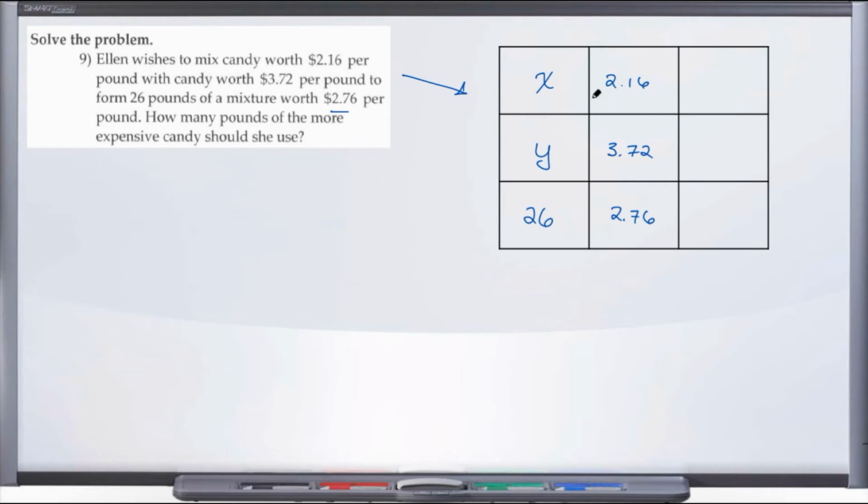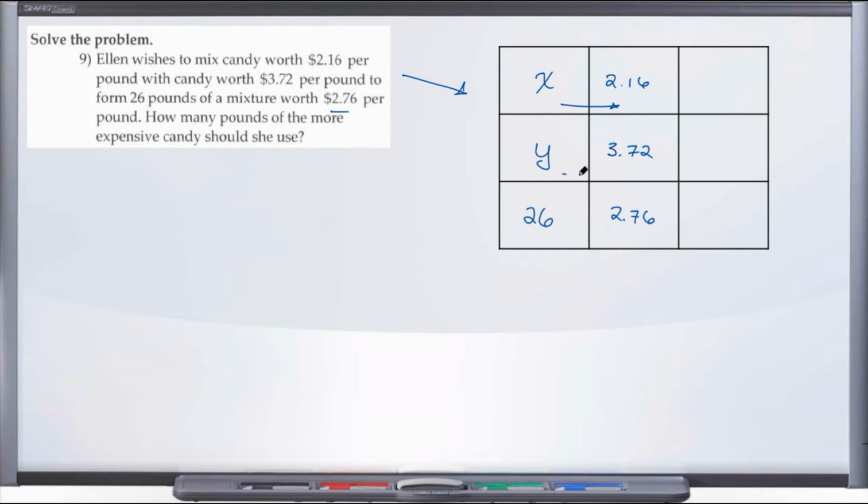If you go back to the word problem, you can see that she's mixing two different candies, each having a different cost. One costs $2.16 per pound, so I assign the less expensive candy to X, and $3.72 per pound is the cost of the more expensive candy, so we put that in the box corresponding to Y. The new mixture is going to be $2.76 per pound. That's what Ellen wants to sell it for, and that's the cost we put here in the center bottom of our grid.